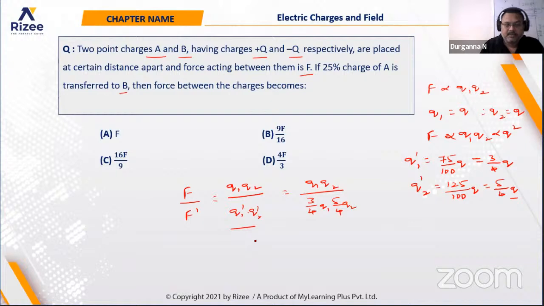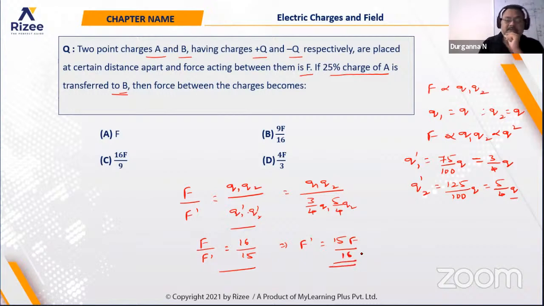So on solving this one, you should be getting F by F dash is equal to 16 by 15. So she is asking that 25% of A's charge is transferred to B. Now the force between the charges is going to become, F dash is equal to 15F by 16 times this one. Okay, so now the force is going to be changing.